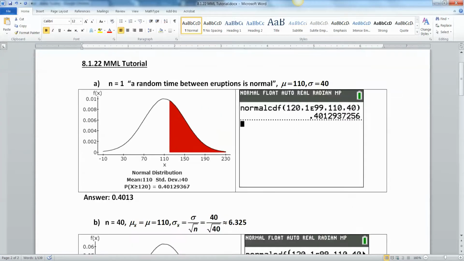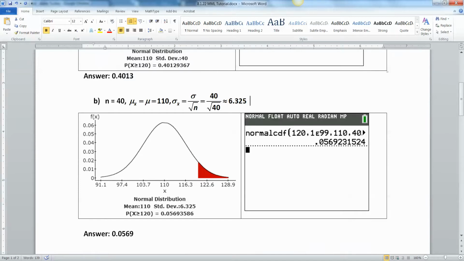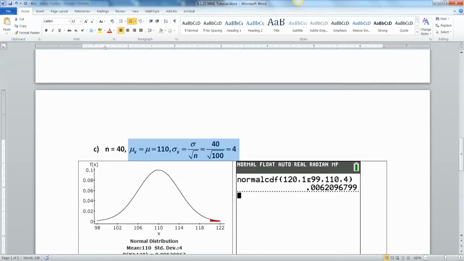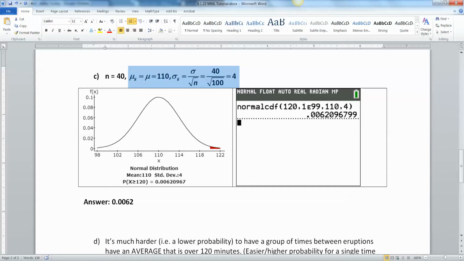So when you're talking about a sample size of 1, the standard deviation is 40. But when you're talking about a sample size of 40, the sample standard deviation is 6.325, i.e. the standard error. That's why the tick mark here happens at 6.3. Down here, it's going to happen at 4. So there's 4, that's one standard error. There's 8, so that's the second standard error. And there's 12, that's the third standard error.